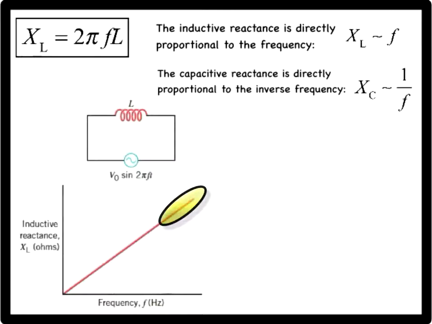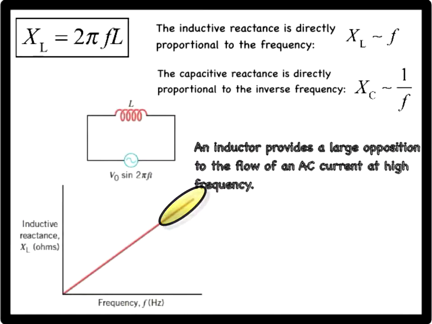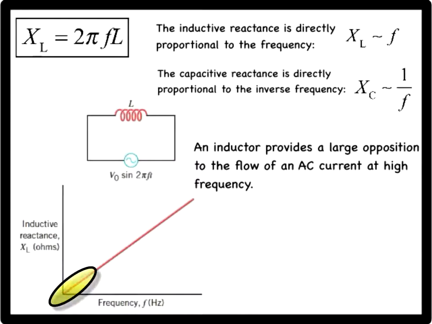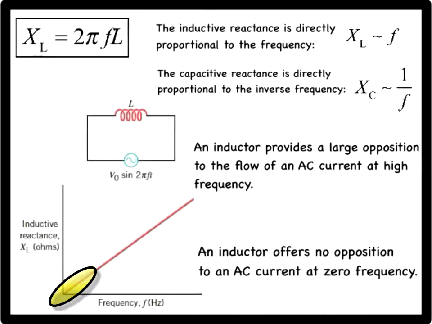As the frequency becomes very large, X sub L also becomes very large. In such a situation, an inductor provides a large opposition to the alternating current. In the limit of zero frequency, i.e. direct current, X sub L becomes zero, indicating that an inductor does not oppose direct current at all. Due to its inductive reactance, an inductor affects the amount of current in the AC circuit.